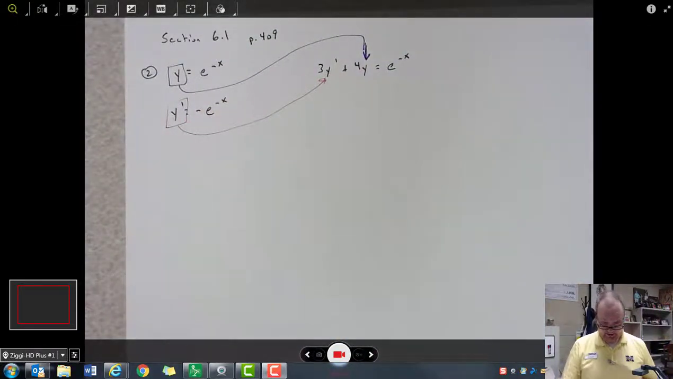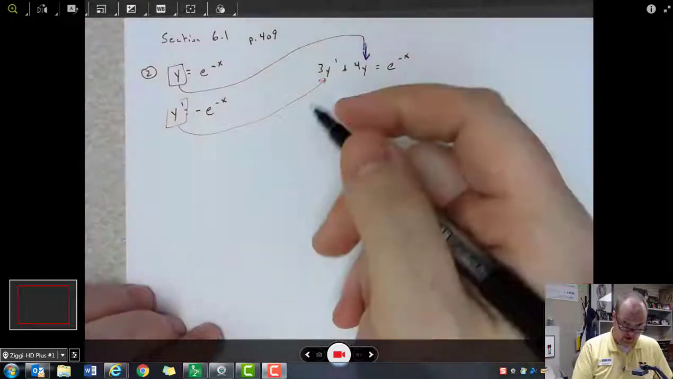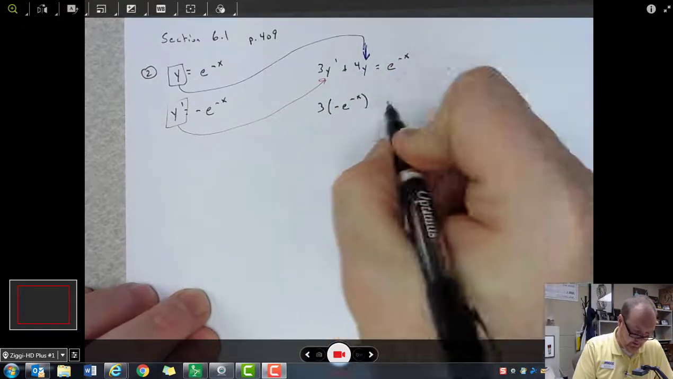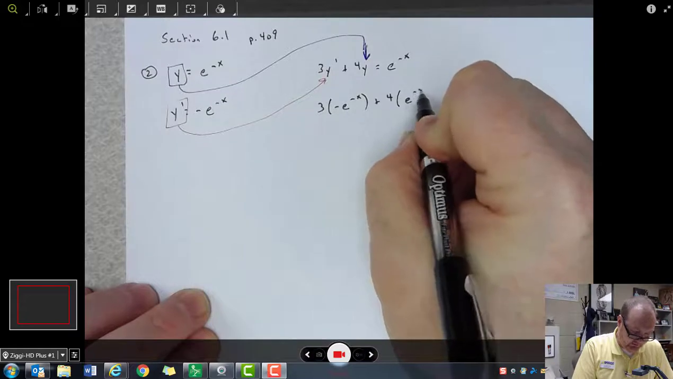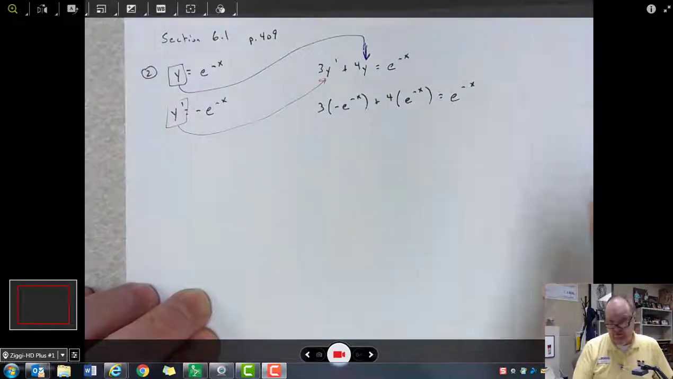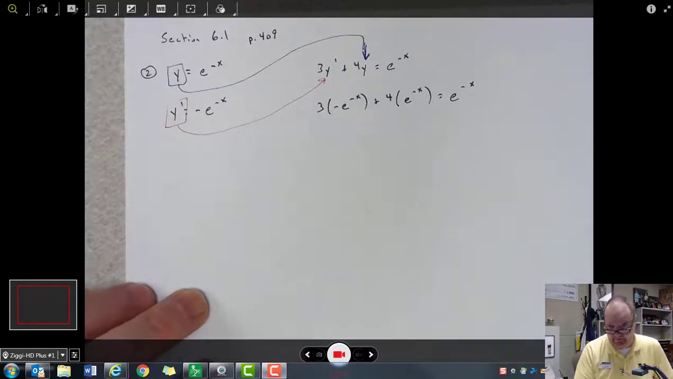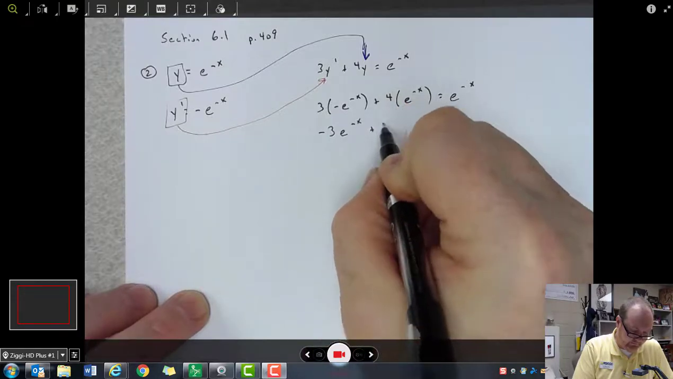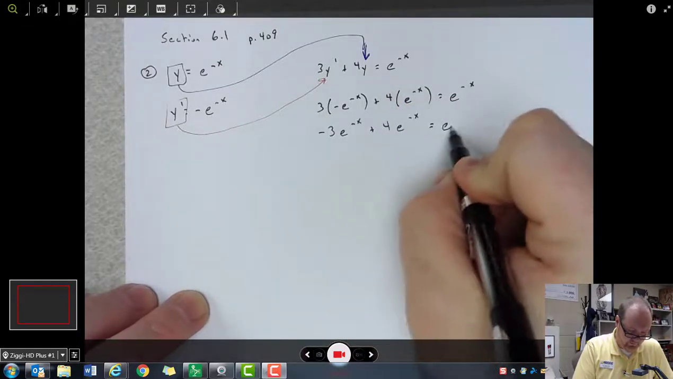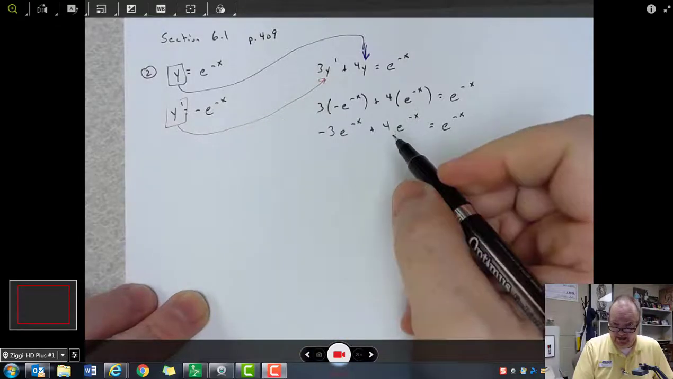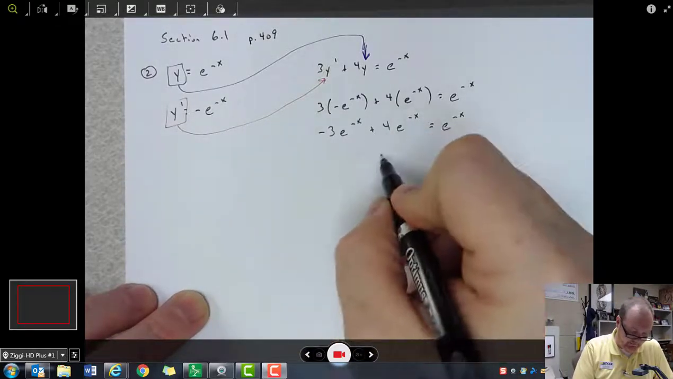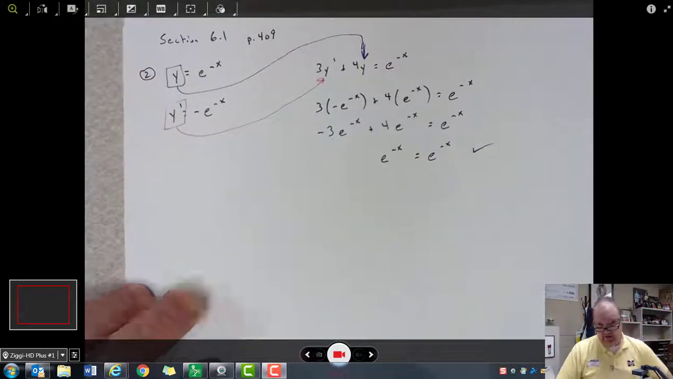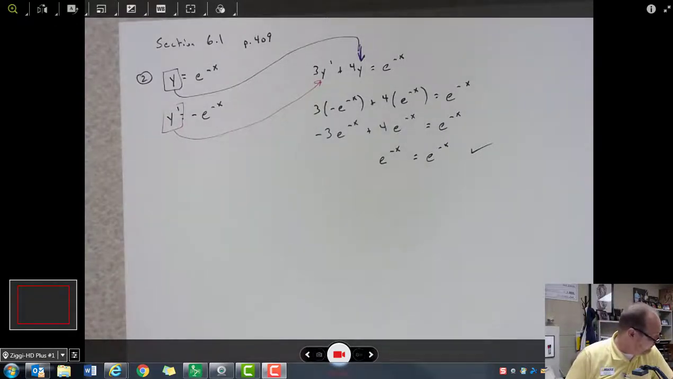I'm going to take the original and plug in terms of y, and I want to know, is it true or not? So we have 3 times the derivative plus 4 times the original function. I want to know if that makes it be a true statement or not. And I think we probably can see that it's going to. If I do some multiplication, negative 3 and 4, e to the negative x, those are like terms. So when I combine those, I do indeed get e to the negative x, which makes both sides of that the same. Therefore, indeed, it's a solution to that problem.